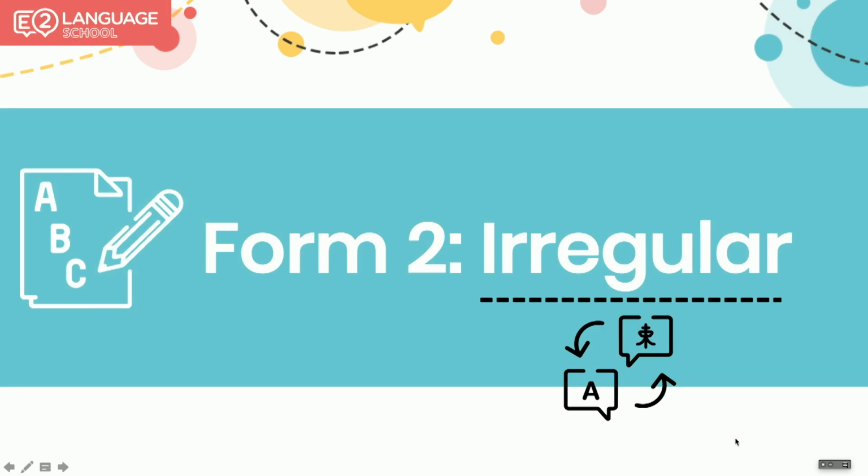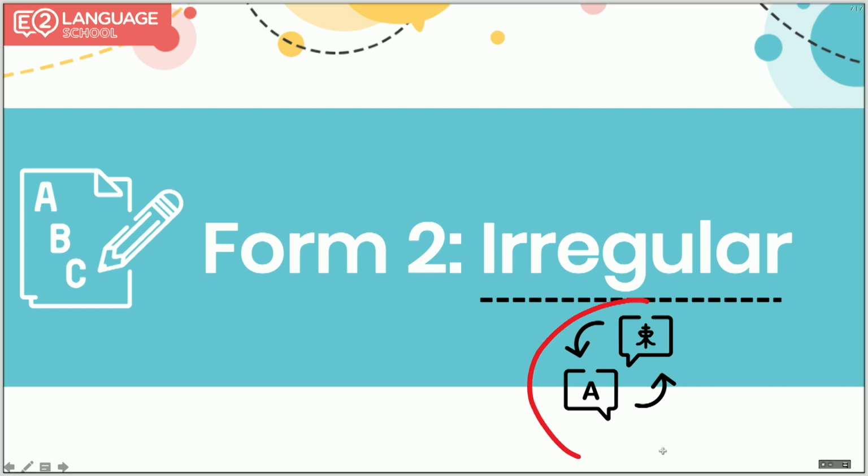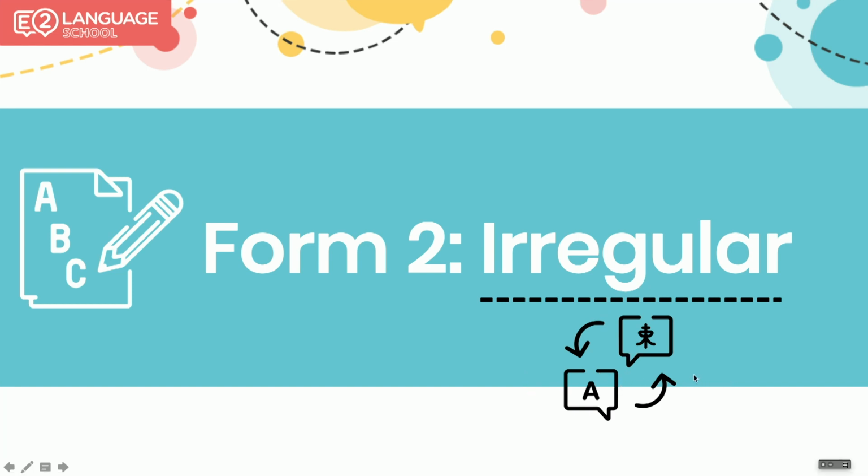Now, let's talk about irregular did verbs. If you don't know what the word irregular means, please look it up in your dictionary and translate it from your first language to English. You need to understand the meaning of this word. It's an important word, and in E2 School, we'll use this word again and again. If you don't understand it, that will be a problem. So please look it up.